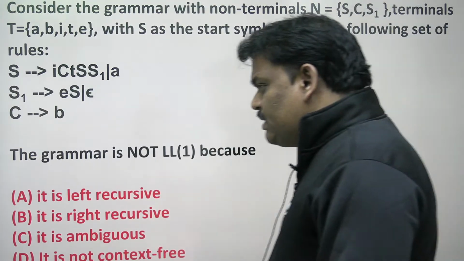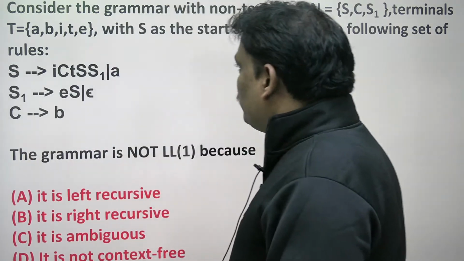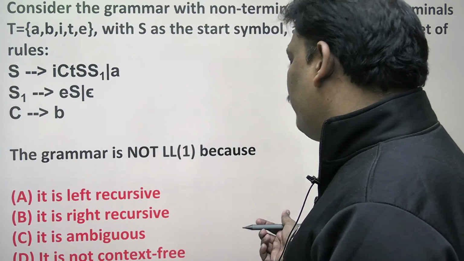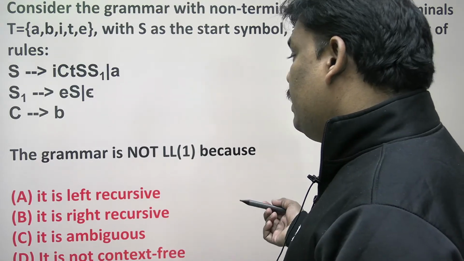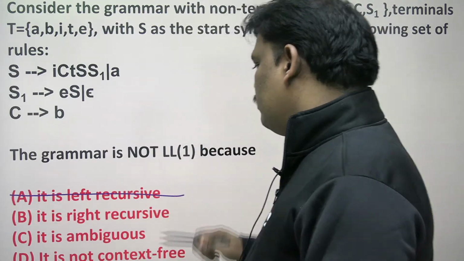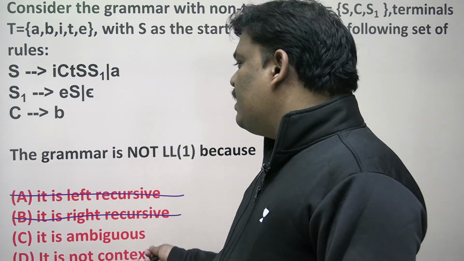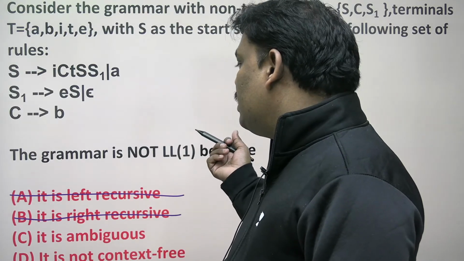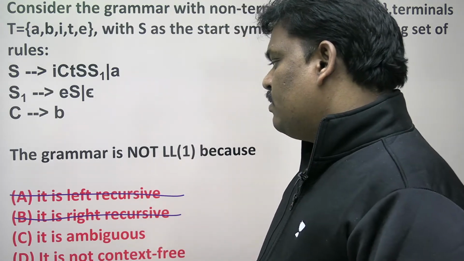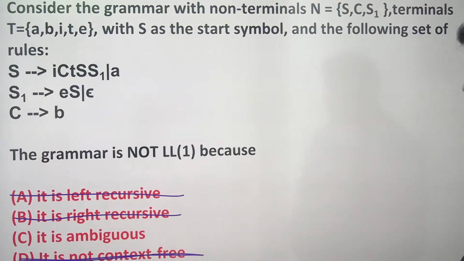Those people who are saying that it is ambiguous, can you give one string where multiple trees are possible? One small question: if a grammar is not LL1, maybe left recursion is the reason. But there is no left recursion here, so it cannot be the answer. Right recursion and LL1 have no relation. Next, it is not context free. Who said that? There is no relation at all. The only option that looks right is option C.